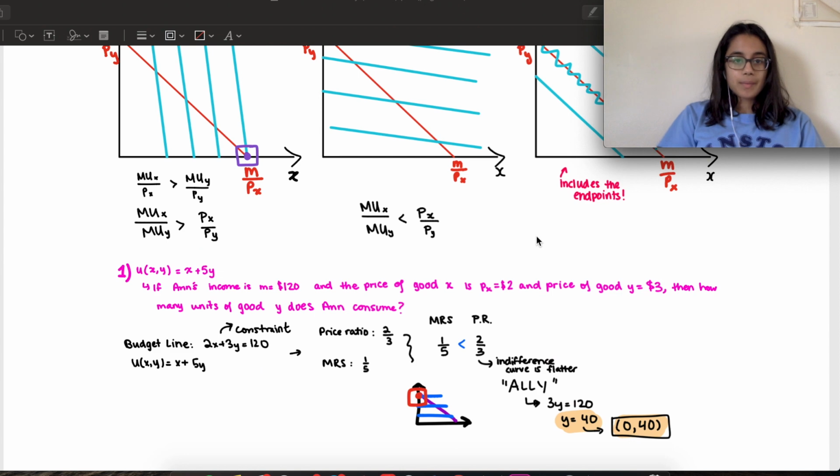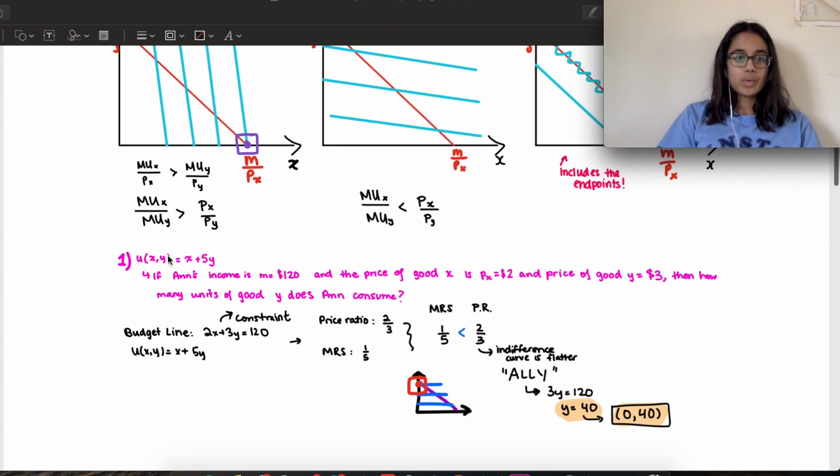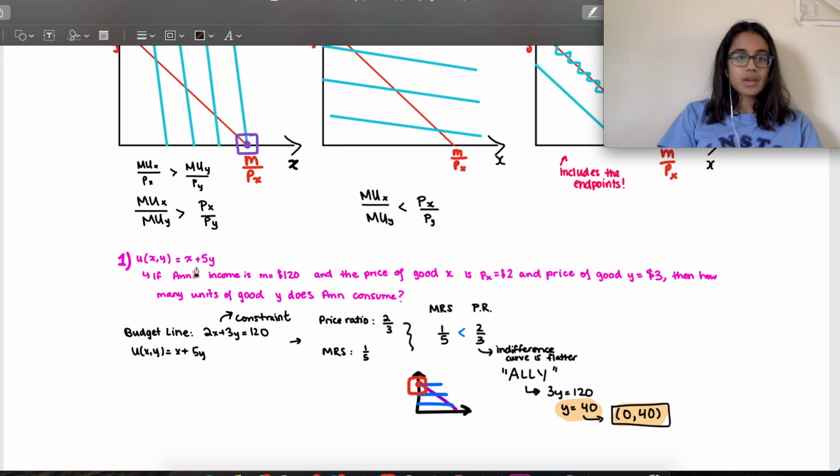So, problems now. For number 1, we have our utility function here, X plus 5Y, and our price for good X is $2 and price for good Y is $3. We just add those coefficients into our budget constraint: we'll have our 2 here, our 3 here, and that will equal 120, because that's our income. Great, that is our budget constraint, and our utility function is already given to us. For an exam, you want to have this information out and your budget constraint written straight up.